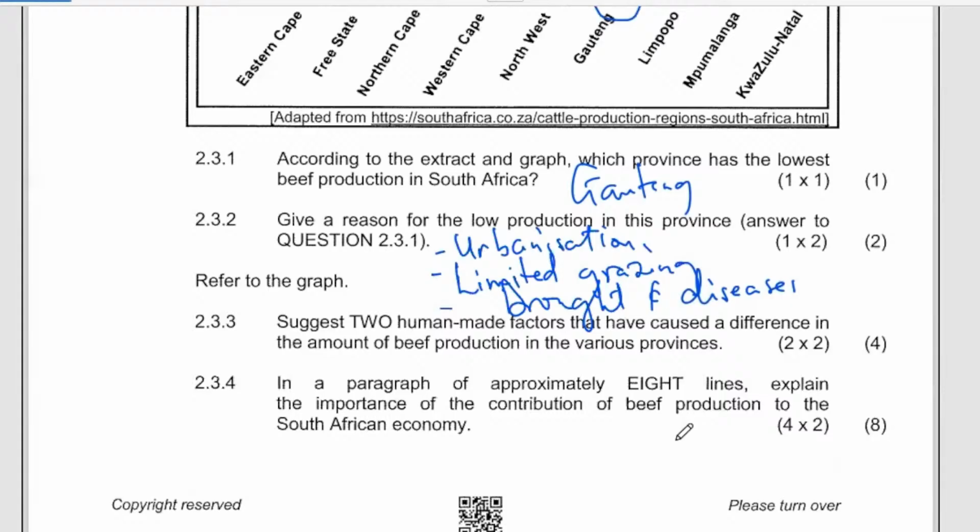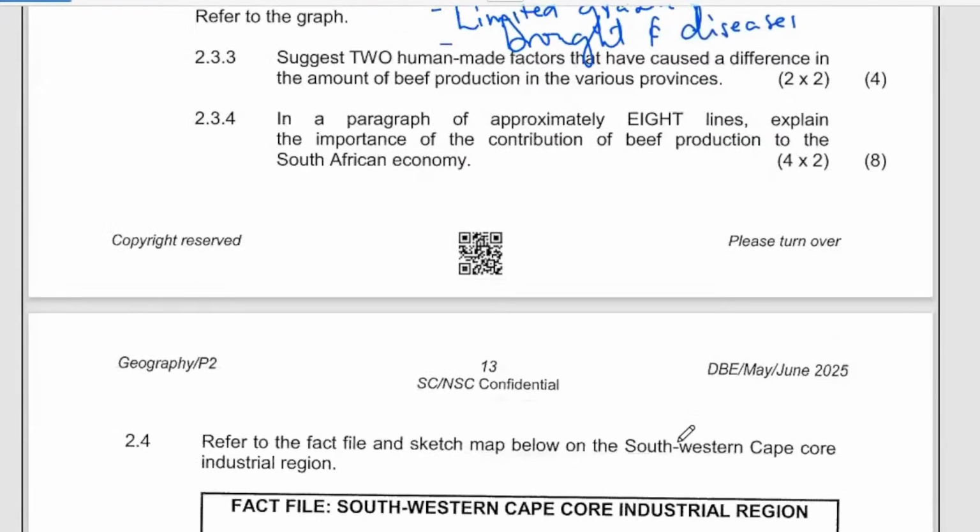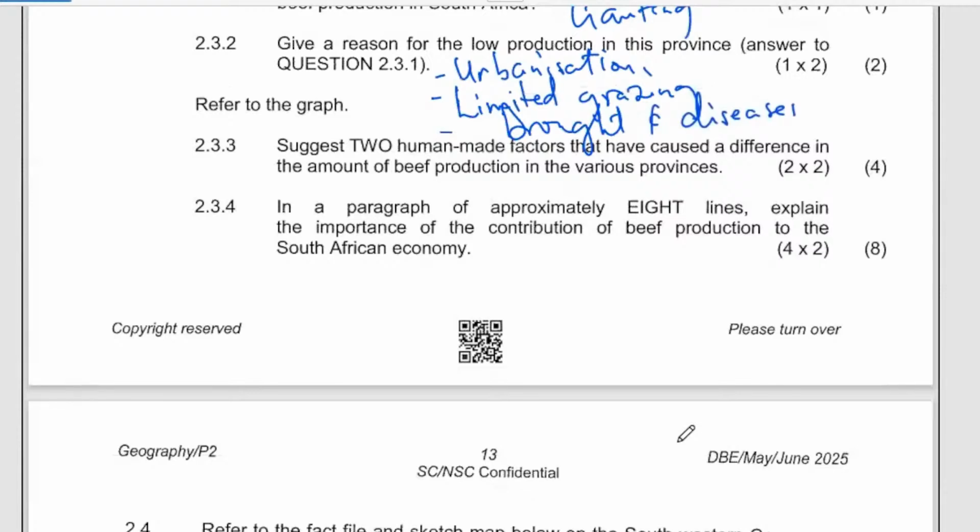Right, suggest two human-made factors that have caused a difference in the amount of beef production in the various provinces. We want human-made factors here that contribute towards the differences or the variances in the levels of beef production. Right, some provinces have got high production because of adoption of technology. They have now adopted new methods of agriculture which are more productive through the usage of technology. For that reason, they have got higher productivity in terms of beef production.